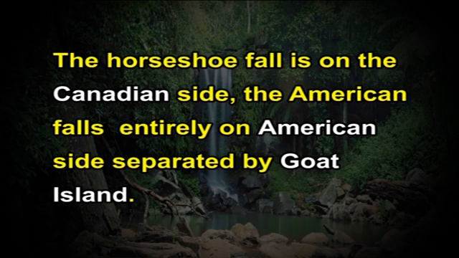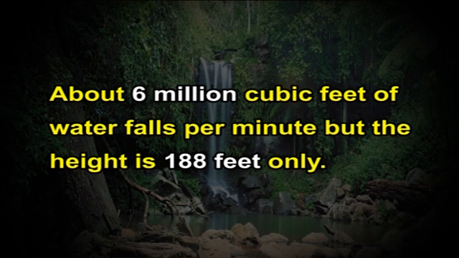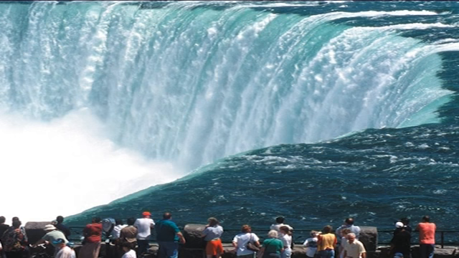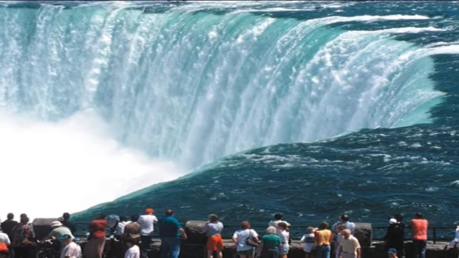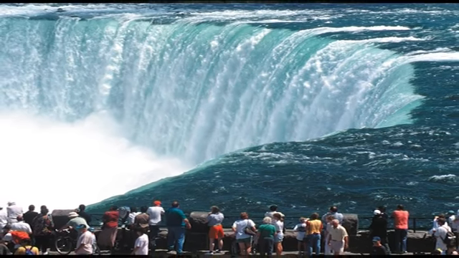The Horseshoe Fall is on the Canadian side, the American Falls entirely on the American side, separated by Goat Island. The smaller Bridal Veil Falls is also on the American side, separated from the other waterfalls by Luna Island. About 6 million cubic feet of water falls per minute, but the height is 188 feet only. It is one of the greatest attractions for tourists who visit the United States of America.